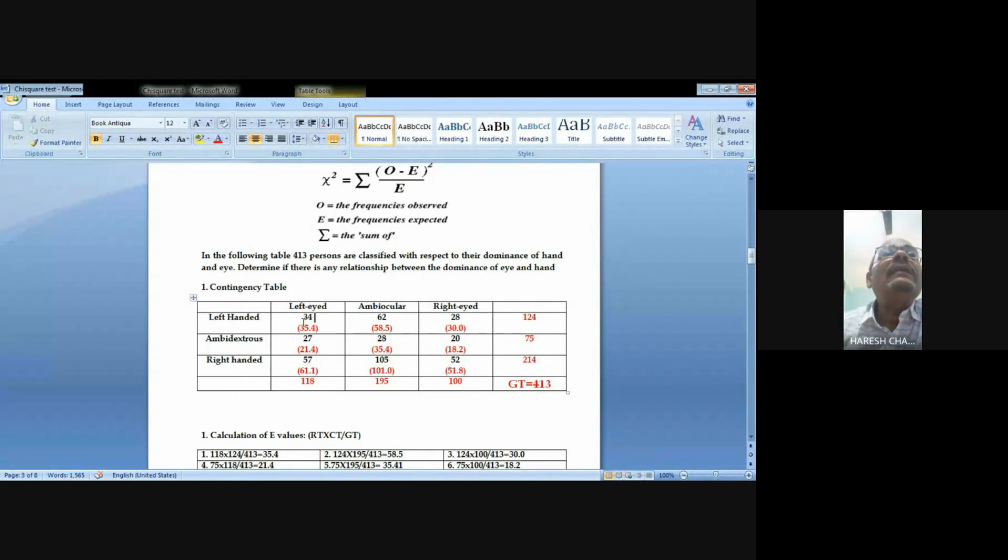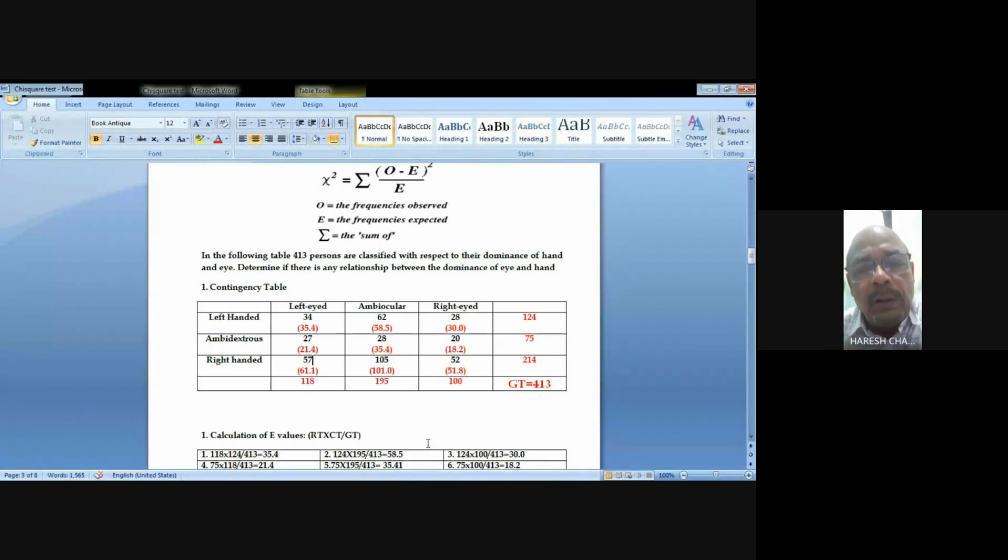Now, what is the row total of these three? 34, 62, 28. How much? 124. Now this is 124, the row total. Similarly, for 34, what is the column total? 34, 70, 27, 57. What is the column total? 118.